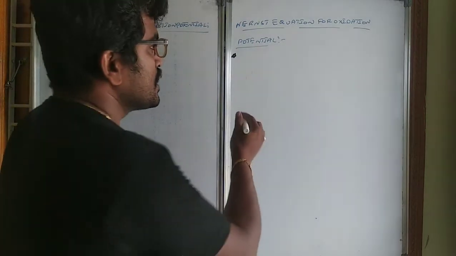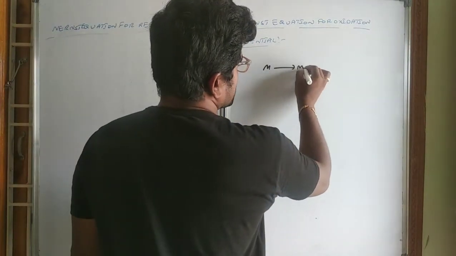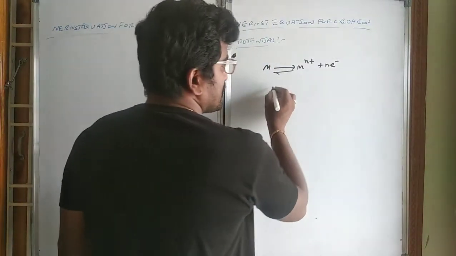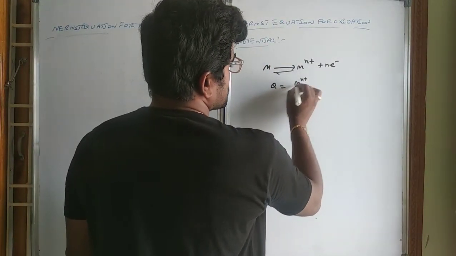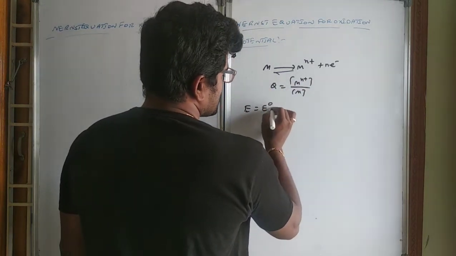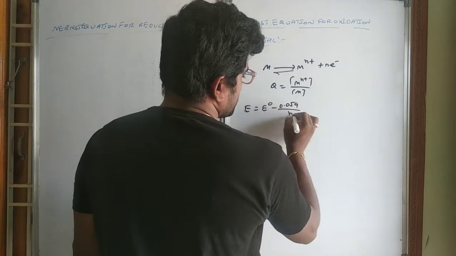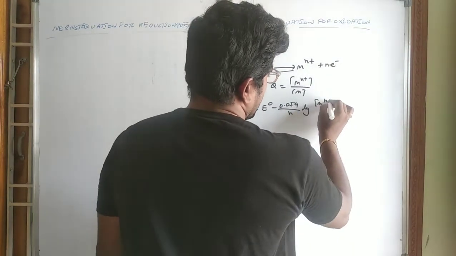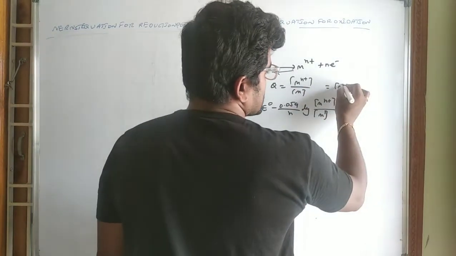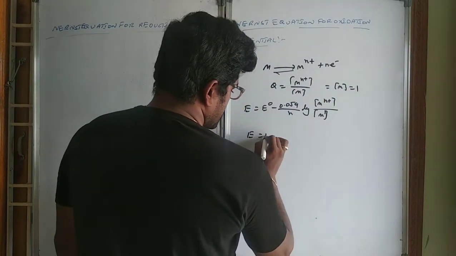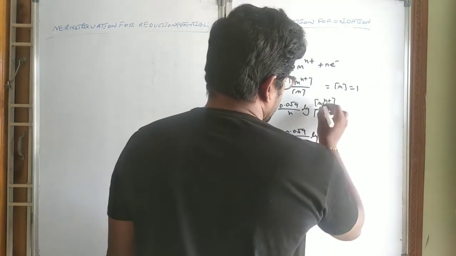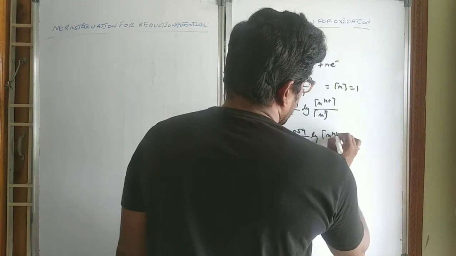Nernst equation for oxidation. The oxidation reaction is M gives Mn+ plus n electrons. This is a reversible reaction, so Q equals Mn+ by M. So E is equal to E naught minus 0.059 by n log of Mn+ concentration by M. You know very well, concentration of M equals 1. So E is equal to E naught minus 0.059 by n log of Mn+.